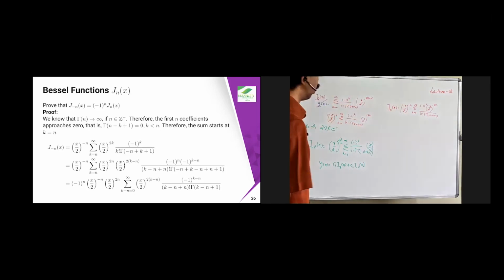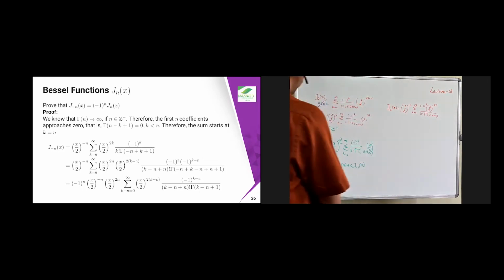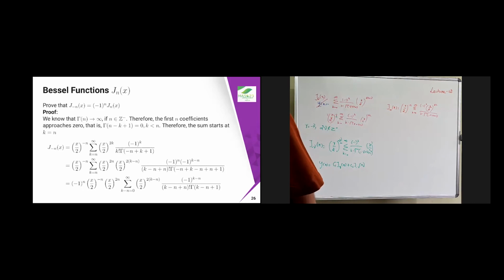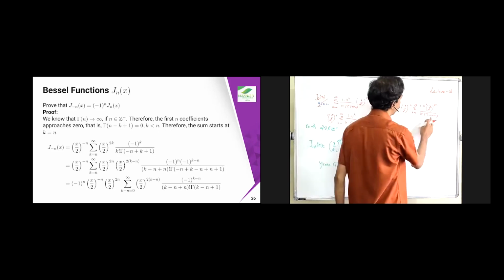Now if you see here, I can write this as minus n plus k plus 1. In this, the first k terms are going to become 0 because they are not going to survive, because gamma of a non-positive integer tends to infinity, and that is going to dominate.